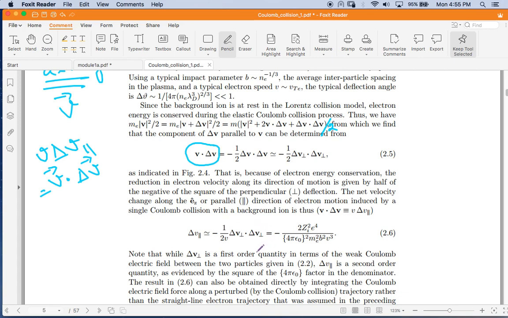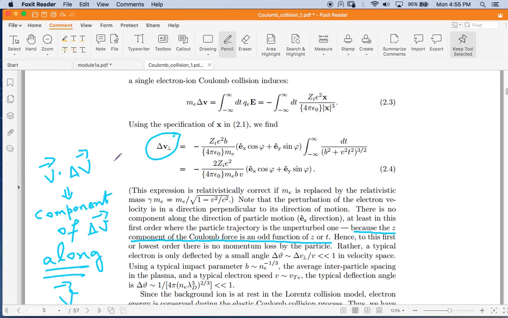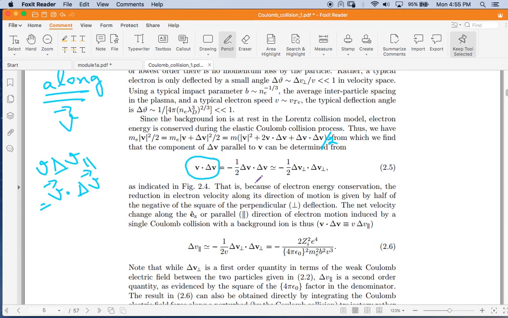All right. Now, you see, this is a small quantity, there's also a small quantity. So if this was 0.1, 0.1 times 0.1 gives you 0.01. So that's why this is what's called a first order quantity in terms of the weak Coulomb electric field. However, delta v parallel is a second order quantity. And they say it's second order if you plug in for this delta v perpendicular from, what was this? From here, right? You just directly plug in equation 2.4 in here. Okay, you just get this.